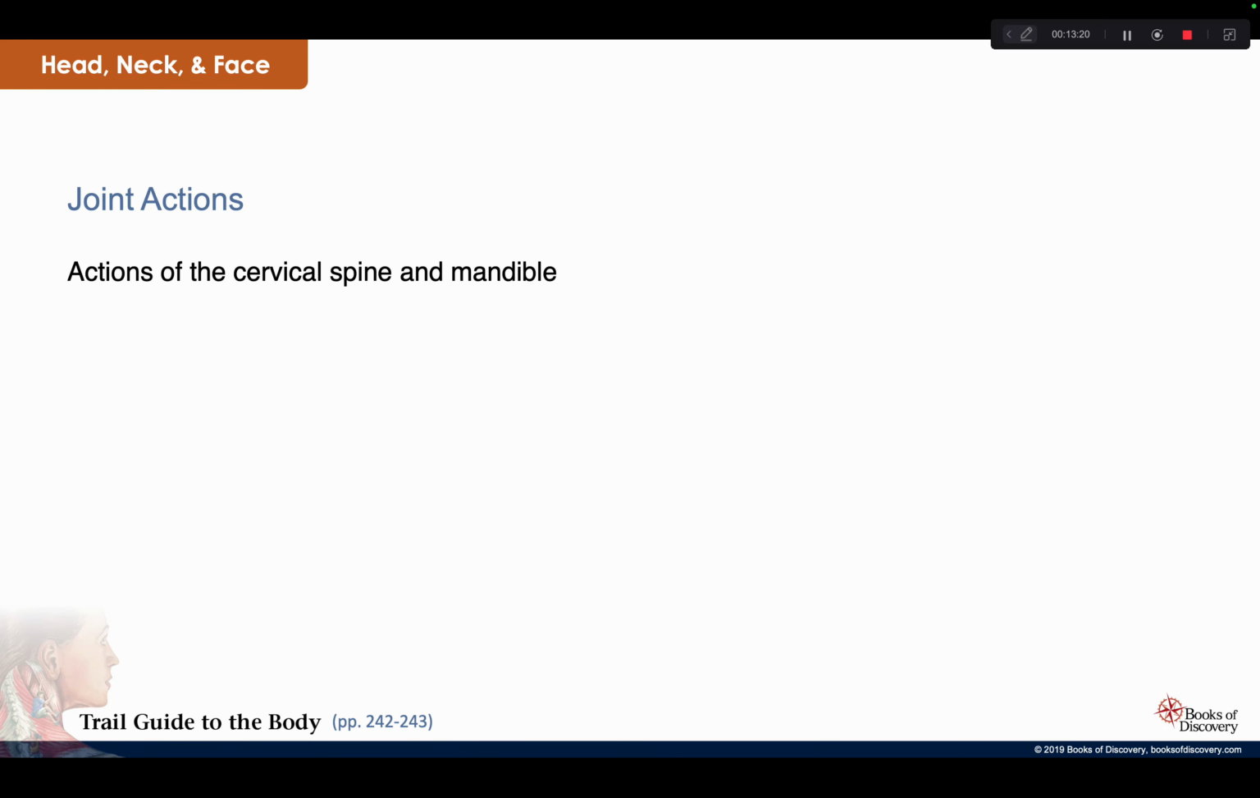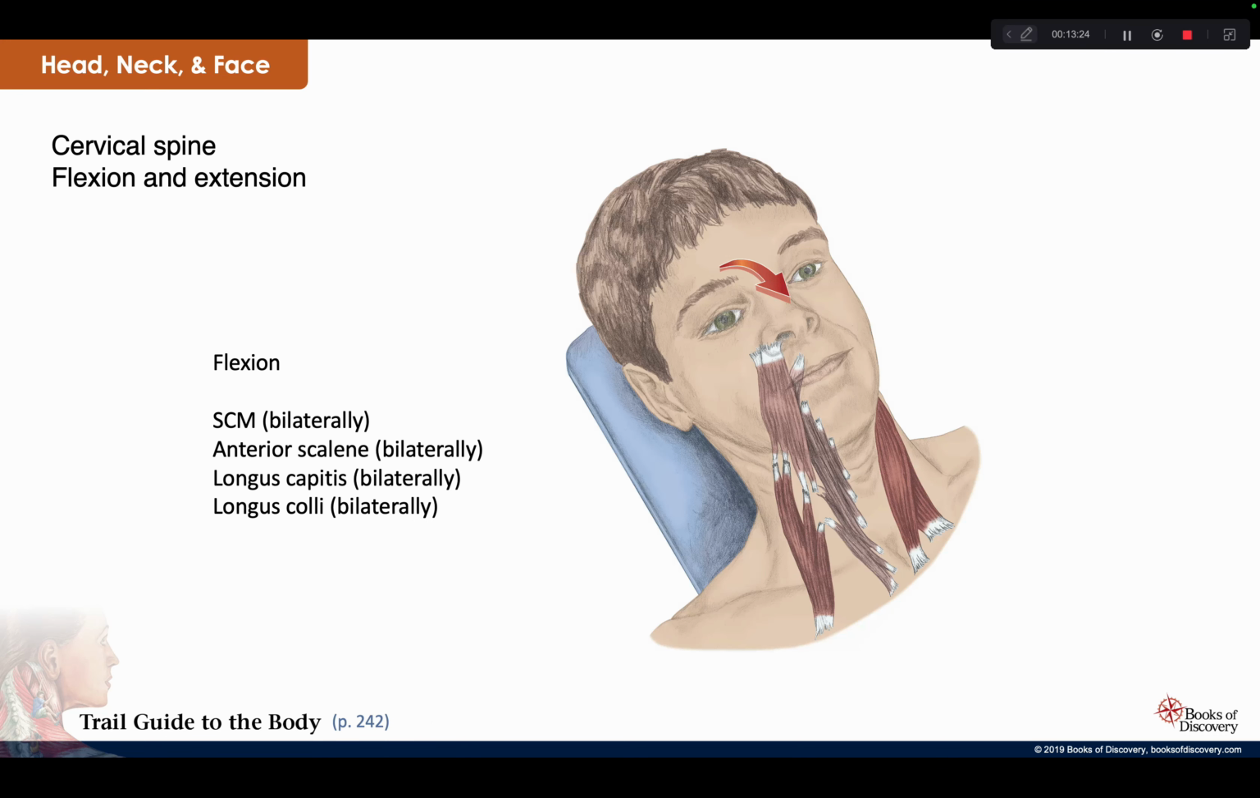Right, let's find the joint actions of the cervical spine and mandible. So we're talking neck, cervical spine. It can flex and extend. The muscles involved with flexion here would be your SCM bilaterally. All these are bilateral. Your anterior scalene, longus capitis, and longus colli.